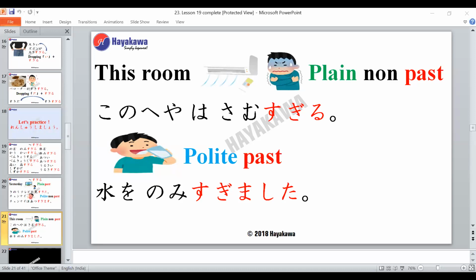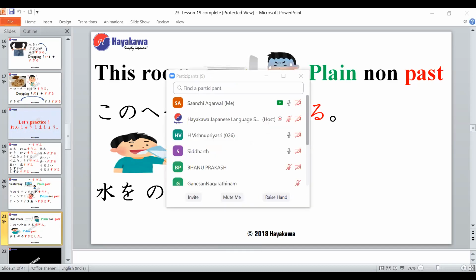So now the next sentence you want to say is you drank a lot of water. In a polite past form, water is mizu, right? And the verb to drink is nomu. So how will we frame the sentence in Japanese? Mizu o nomi sugimasu.